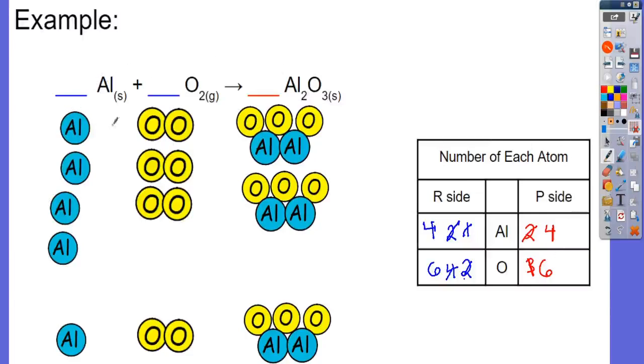I have aluminum 1, 2, 3, 4. I have my oxygen 1, 2, 3 times. And I have my aluminum oxide 1, 2 times. So however many times I have that molecule is my coefficient. Remember, don't be looking at the ones at the bottom. This is just where I've been pulling my molecules from.